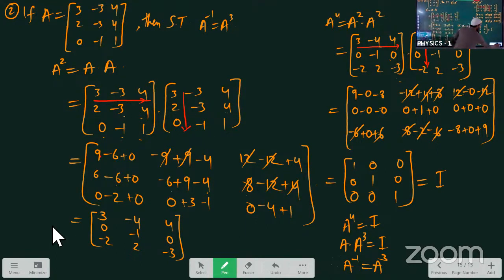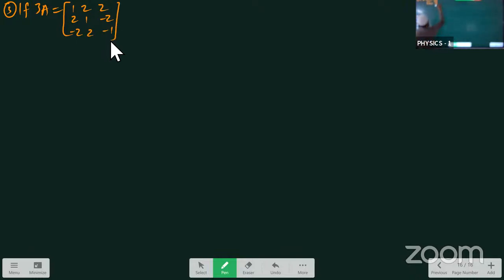Okay. Now similar question, third SAQ. Question is, if 3A is equal to the matrix given: 1, 2, 2; 2, 1, minus 2; minus 2, 2, minus 1. 3A matrix is given, then show that A inverse is equal to A transpose.